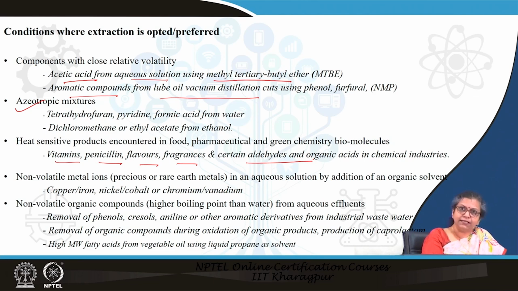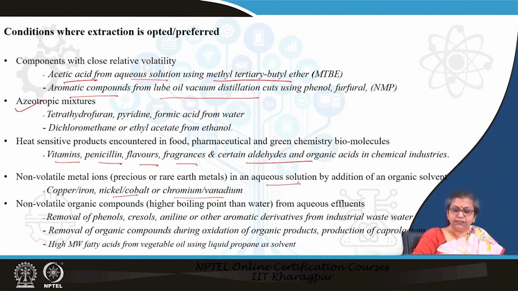There are certain other cases, say separation of metal ions, copper from iron, nickel from cobalt, chromium from vanadium. In these particular cases, suppose they are there in an aqueous solution. The conventional thing that we do is we add an organic solvent. What happens? Out of the two ions, one of them forms a chelate with the organic solvent, and the other remains in the aqueous solution. This is a very typical way of separating the metal ions, the precious or rare earth metal ions from one another when they are there in an aqueous solution by using an organic solvent.